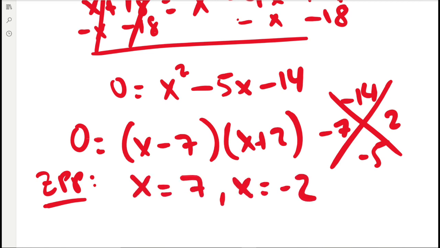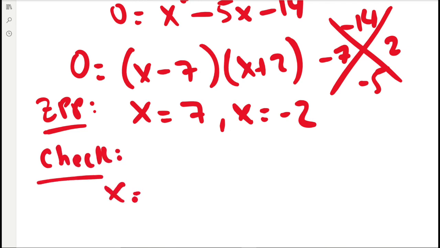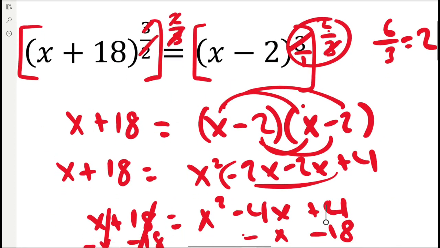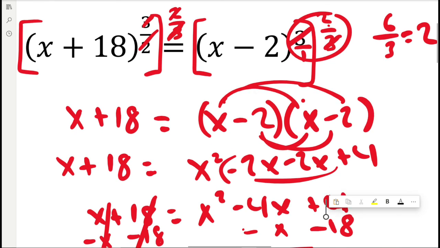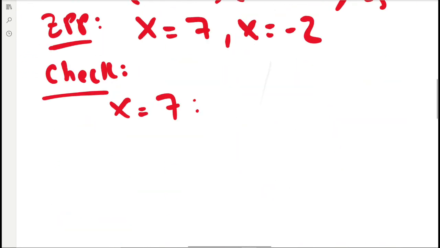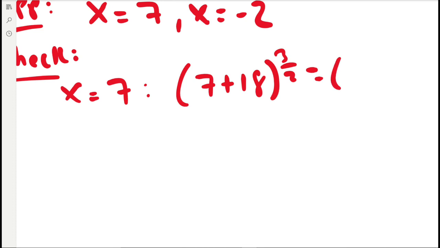I'm not going to show that. It's just going to be plug it in. 7 minus 7 is 0. Let's go ahead and check our work here. So x equals 7. Plug it into the original. So x plus 18 to the 3 halves equals x minus 2 cubed. Okay, so x plus 18. So x plus 18 to the 3 halves equals x.